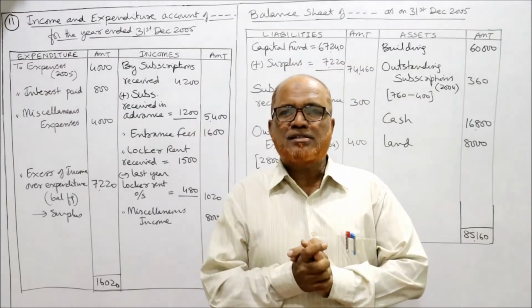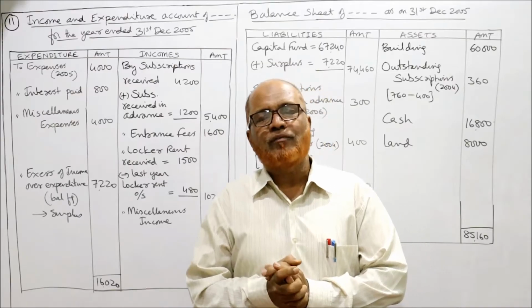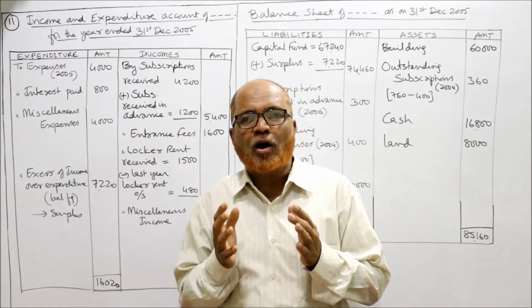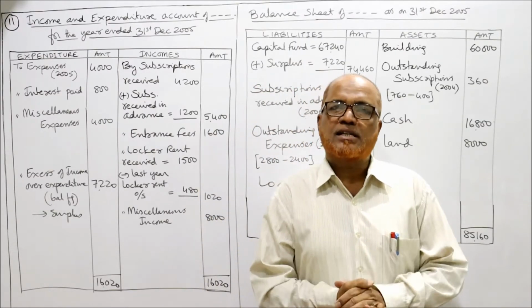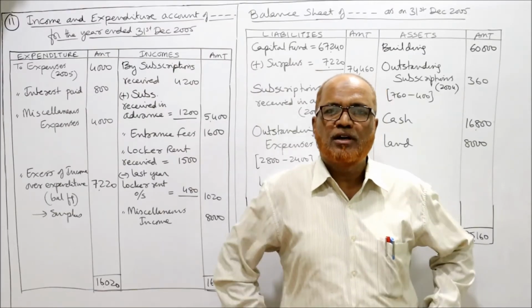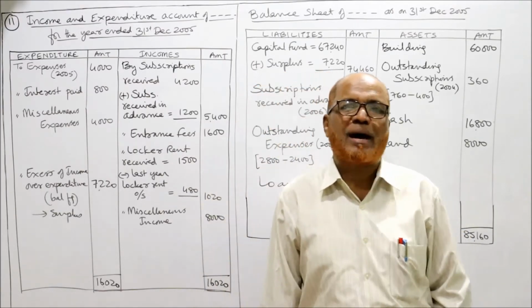In the previous video we discussed the theory regarding what non-profit organizations are, what concepts are used in non-profit organizations, and what the final accounts consist of: receipts and payments account, income and expenditure account, and balance sheet.